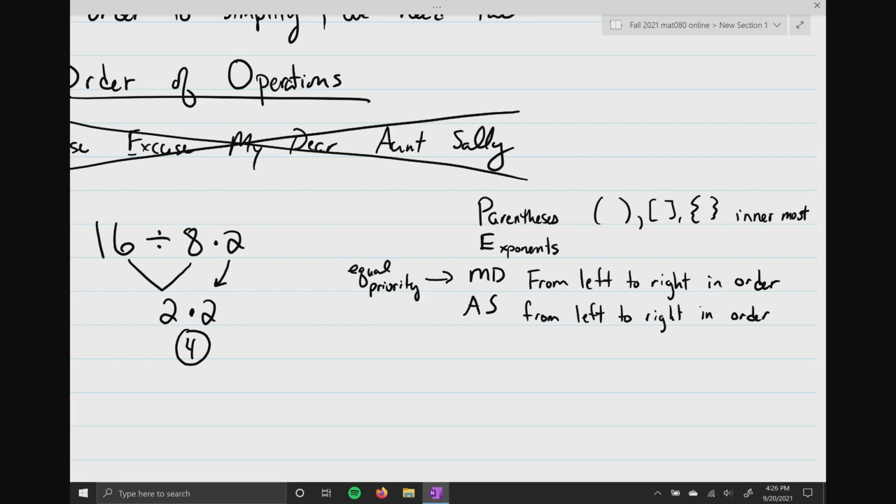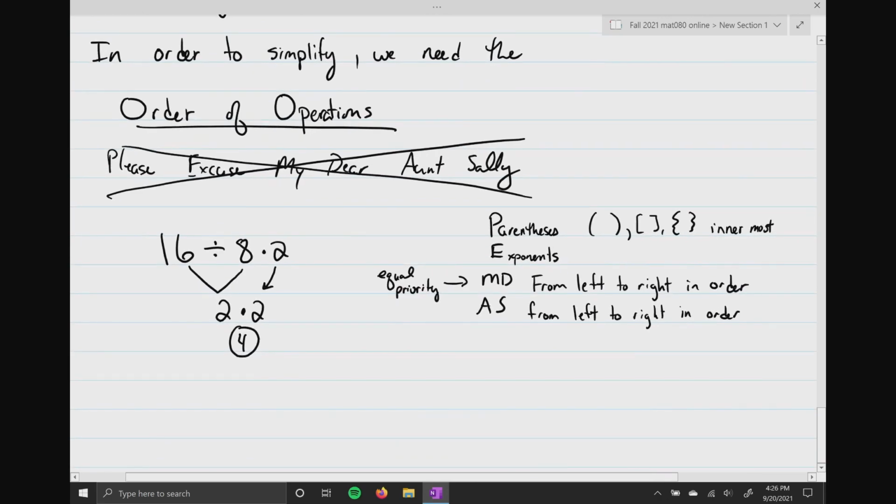You will follow this order of operations, okay? Parentheses and grouping symbols are first. Always do the innermost. Second is going to be exponents. Multiplication, division. Equal priority goes from left to right in order. Addition and subtraction. Equal priority goes from left to right in order.